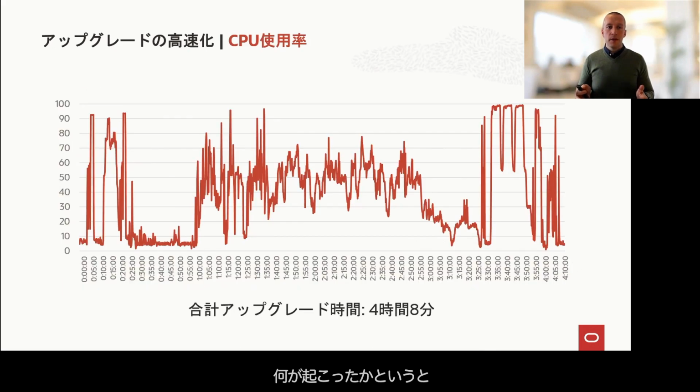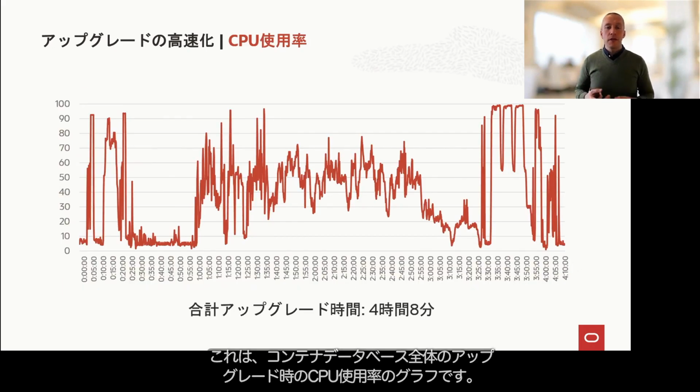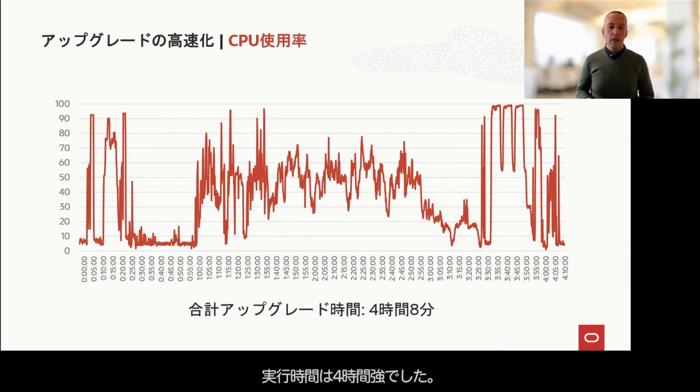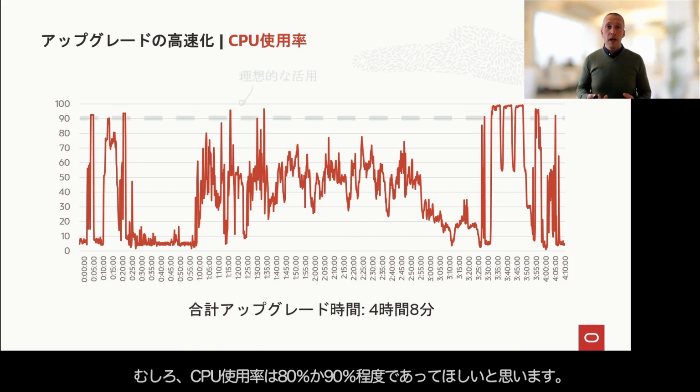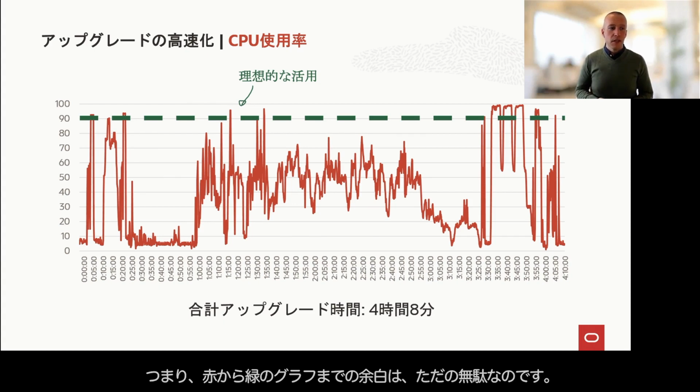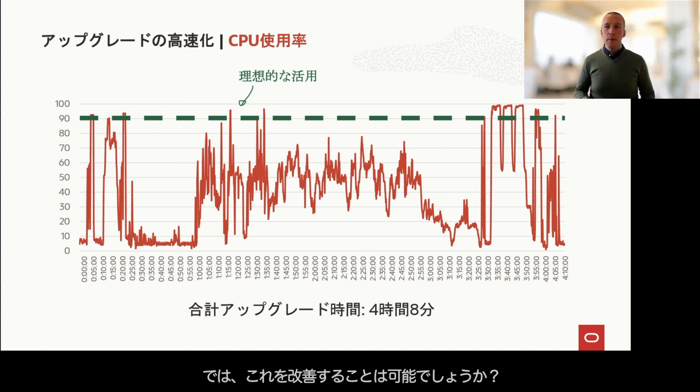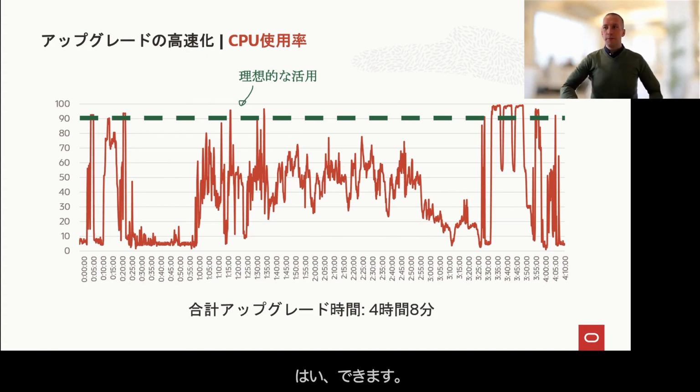What happened? This is a graph of the CPU utilization during the upgrade of the entire container database. It ran for a little more than 4 hours. And it's actually quite disappointing. If the aim is to use the CPUs as much as possible, I would much rather have the CPU utilization around 80 or 90%. So actually the white space from the red to the green graph, that's just waste. So can we make it better? Yes, we can.